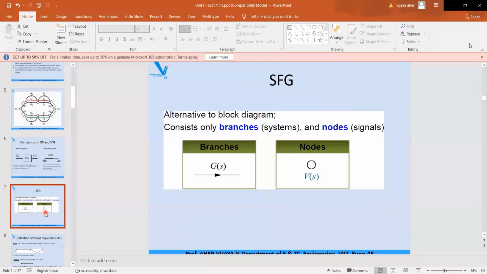Now, alternative to block diagram. In a block diagram there are only branches, and in signal flow, branches mean the system, and nodes are nothing but your signals in the SFG. So these are branches and this is the node. V(s), you can represent by one node, V(s) means input. And the branch is nothing but your system or process, you can represent by G(s).